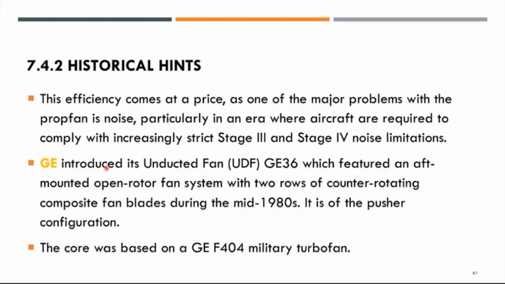General Electric introduced its unducted fan, UDF GE36, which featured an aft-mounted open rotor fan system with 2 rows of counter-rotating composite fan blades during the mid-1980s. So it is of the pusher configuration. It pushed the aircraft forward rather than the tractor type. And the core was based on the GE F404 military turbofan.